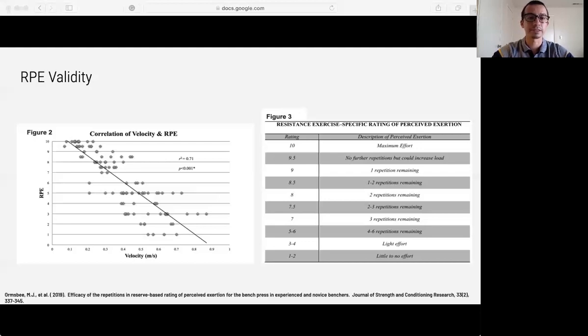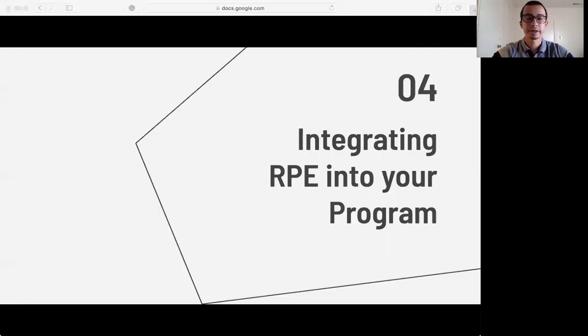So what this can do for us is give us a way to auto-regulate within the session. If we want an athlete to hit an RPE of 9.5, that means that they can't complete any further reps, but they should be able to increase that load for that exercise. So now that we know that RPE methods can be reliable and valid in conditioning work and in the weight room, let's look at some ways to integrate it into our programs.